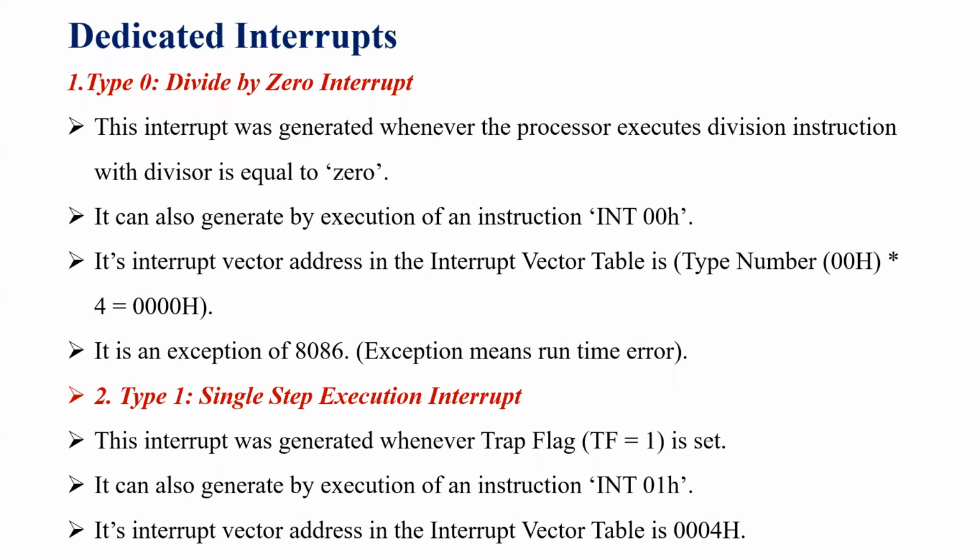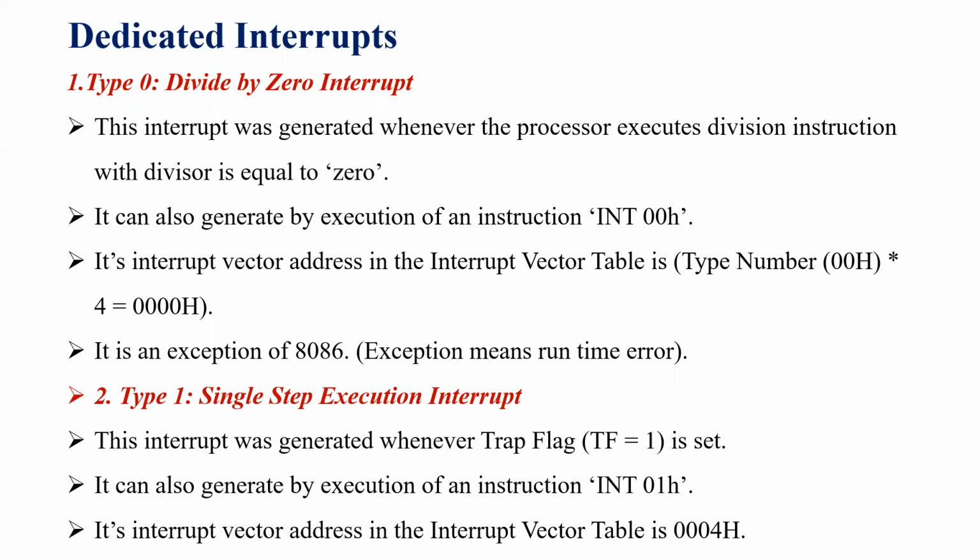Now we learn about the dedicated interrupts. Basically, these are 5 interrupts we have, that is type 0 to type 4. We are going to learn a little bit about these type 0 to type 4, one after the other. The first one is the type 0 interrupt. We can also call it the divide by 0 interrupt.